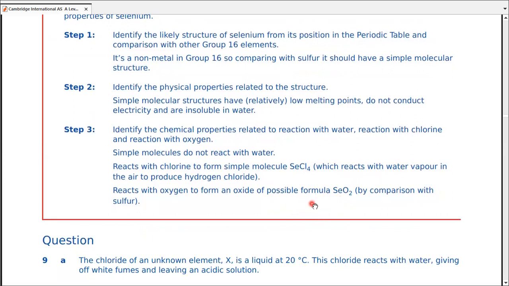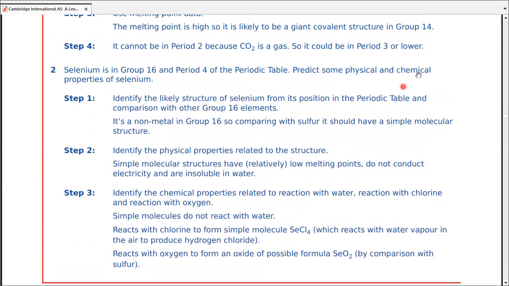So it reacts with oxygen to form a possible formula, and he is specifically mentioning this phrase so that you can compare it with sulfur and form it in the same way. Since SO2 exists, possibly SeO2 also exists. Okay, this gives you the idea how to identify physical and chemical properties. I hope I have made the point clear, right?